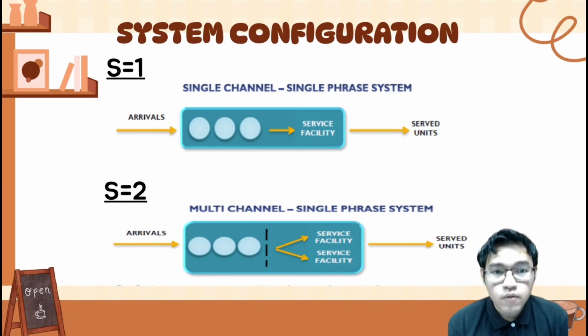For system configuration, when the cafe has only one counter, which is S equals 1, the system is a single channel single phase system, where customers wait in a line with only one open counter. And then when the cafe added another counter, which is S equals 2, the system is a multi-channel single phase system, where customers wait in a line with 2 open counters.